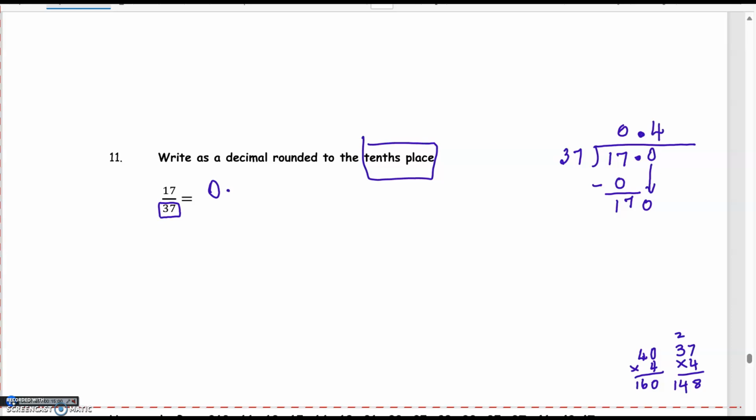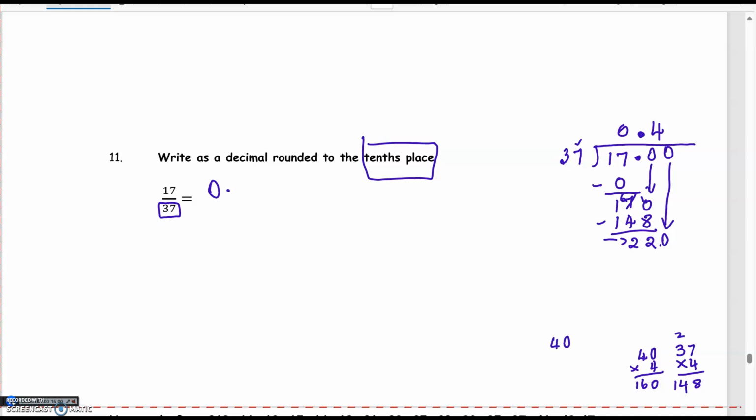So 37 goes 4 times. Let's see. The remainder has to be less than 37. 8, 9, 10. So that's 2. This becomes a 6. 6 minus 4 is 2. So that's a 22, less than a 37. So we know that this is correct. This has to be less than a 37. If not, we go to the next step. So this is add a 0, 220. How many times does 37 go into 220?